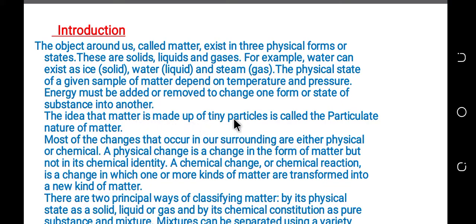The idea that matter is made up of tiny particles is called the particulate nature of matter. ማተር ከጥቃቅን ቅንጣቶች የተሰራ ነው የሚለው አስተሳሰብ particulate nature of matter ነው። So what is the particulate nature of matter? It is the idea that matter is made up of tiny particles.